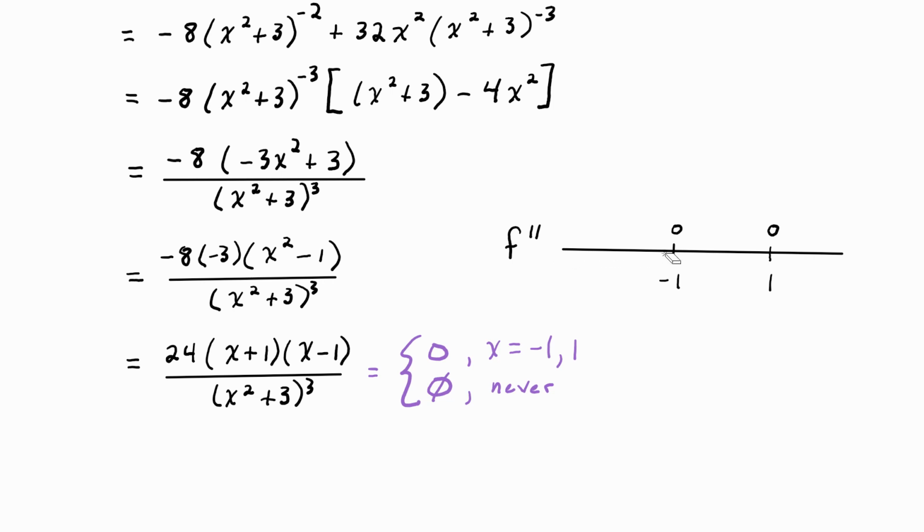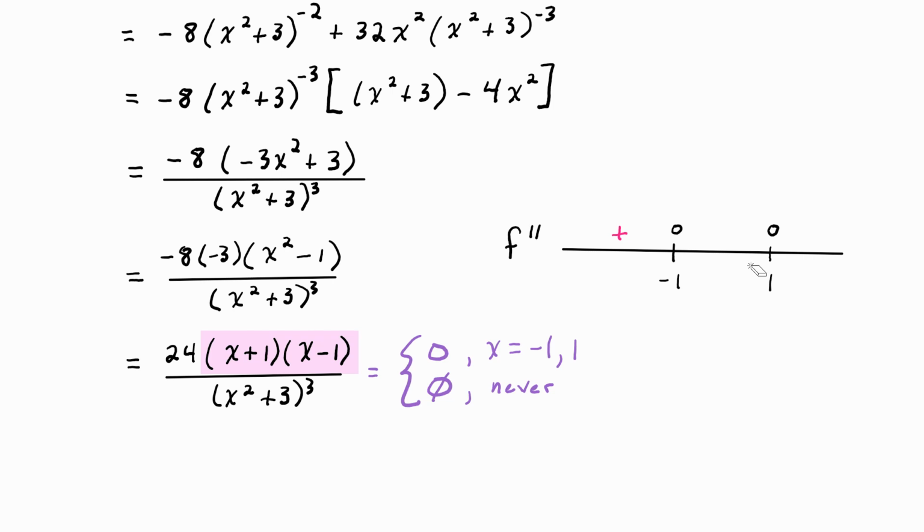In this region, we could use a test point of -2. We know the 24 will always be positive. We know the denominator will always be positive. So for our test points, we only need to plug into these two factors. If we put a -2 here, we get a negative. If we put a -2 here, we get a negative. So that means f double prime will be positive.